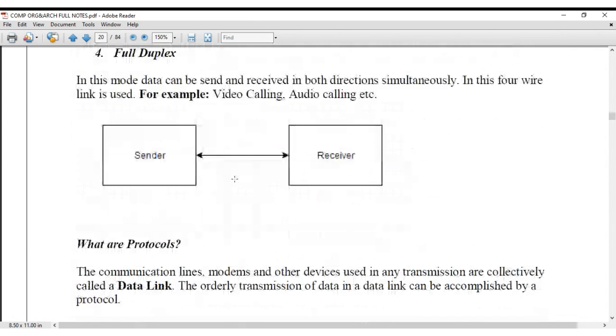Then for full duplex, it's one line that can support both. So there is back and forth. That is why we have one arrow that points in twin directions. Okay, back and forth communication. All right.